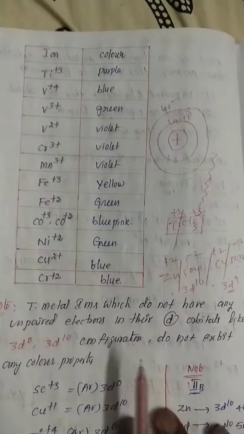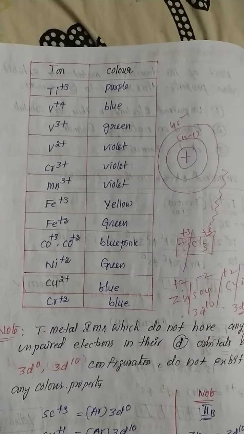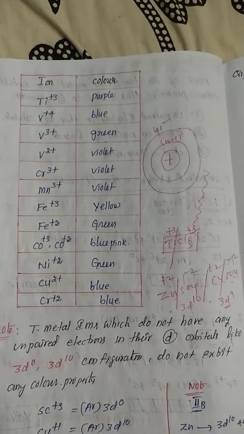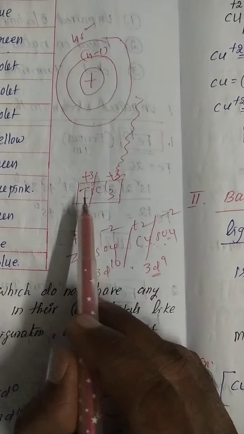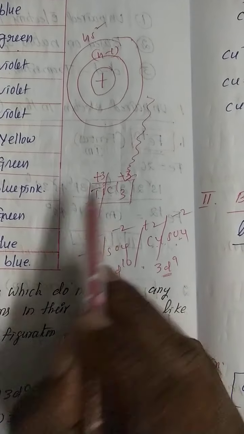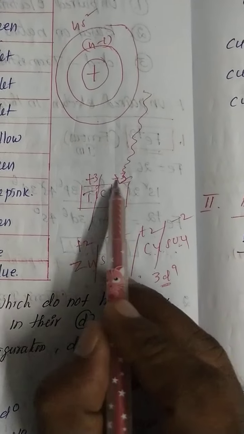Now see, my dear students, if any one of the transition metal compounds has unpaired electrons in the d orbital, how do they show the color property? For example, I will take one example, titanium tetrachloride. Listen carefully. Titanium tetrachloride, this is one compound.